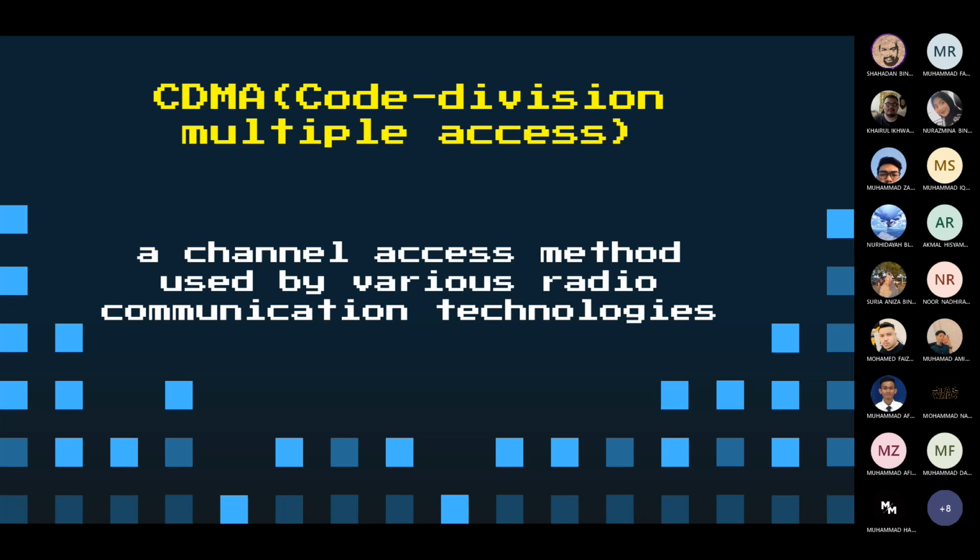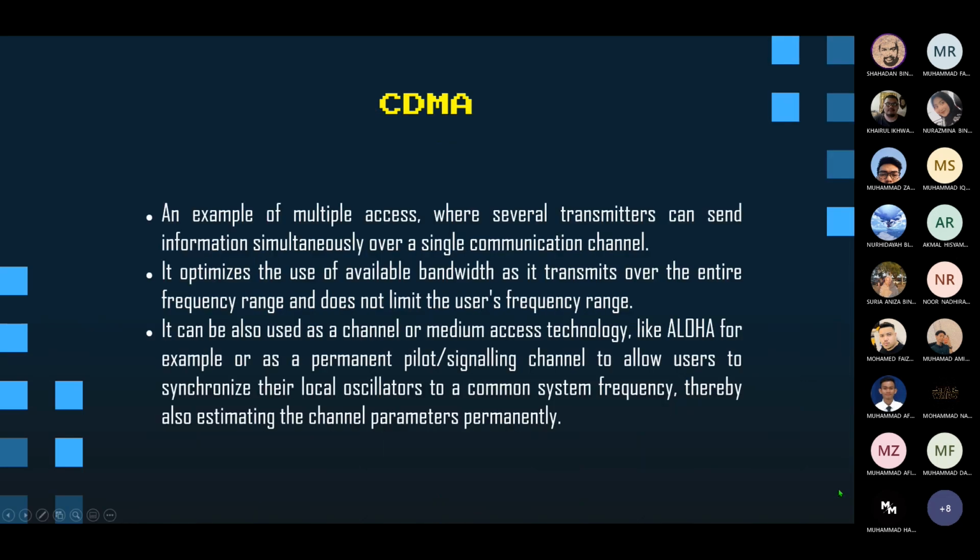Okay. For last, CDMA, which is code division multiple access. It is a channel access method used by various radio communication technologies. Next. It is an example of multiple access, where several transmitters can send information simultaneously over a single communication channel.